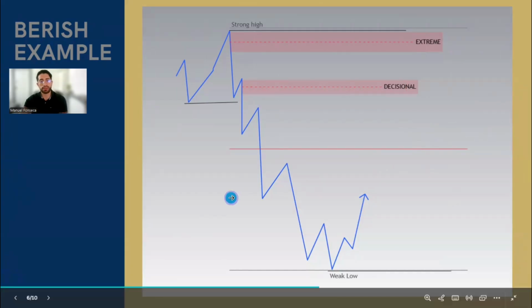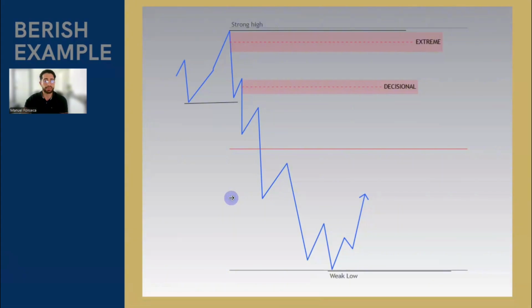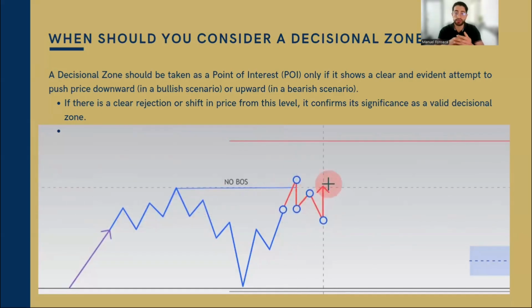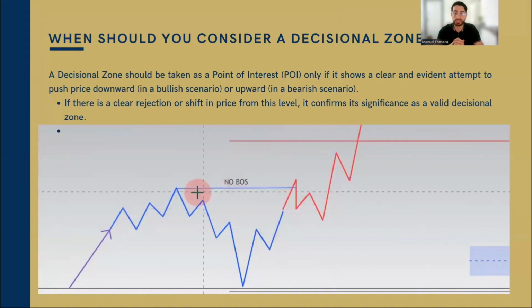We already understand that there are two key points in the advanced market structure, which are called extreme and decisional. Extreme, very clear. Let's go to the decisional. When should you consider a decisional zone? A decisional zone should be taken as a point of interest only if it shows a clear, evident attempt to push the price downward, in this case in a bullish scenario, or upward in a bearish scenario. Okay, I'm going to stop here.